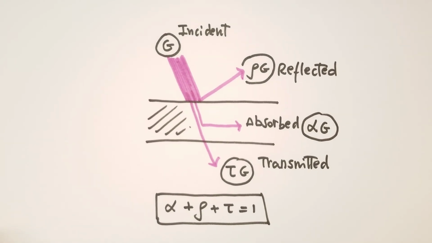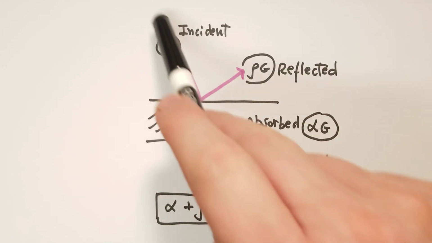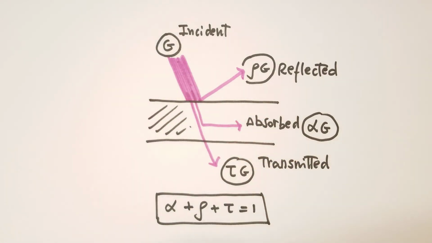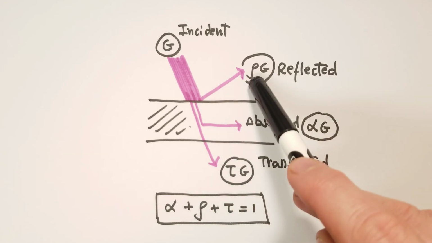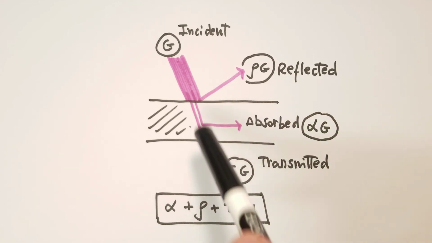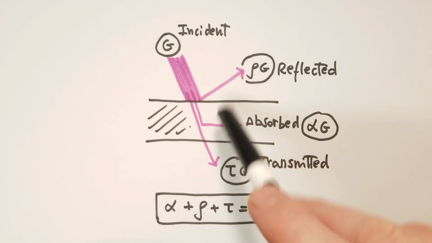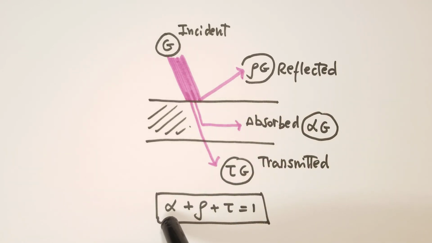We can represent these three quantities graphically. So we have the incident radiation, G, and we see that this thermal power coming from the environment is split in three parts. So we have rho G, that's reflected. We have alpha G, that's actually absorbed in the surface. And we can also have tau G, that's the portion of the incident radiation that actually goes through the surface and is transmitted somewhere else. Because of conservation of energy, we have that the sum of alpha, rho, and tau is equal to 1.